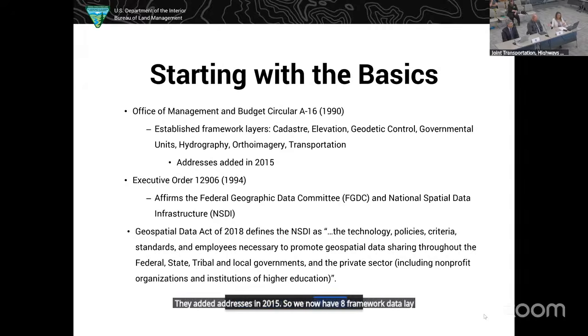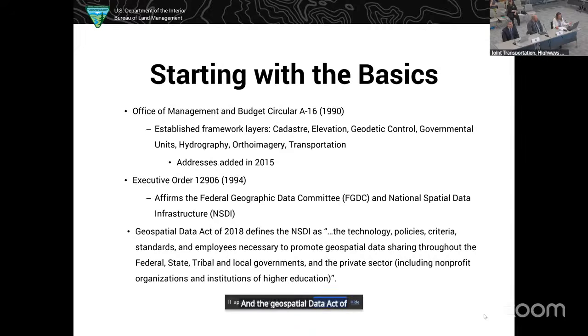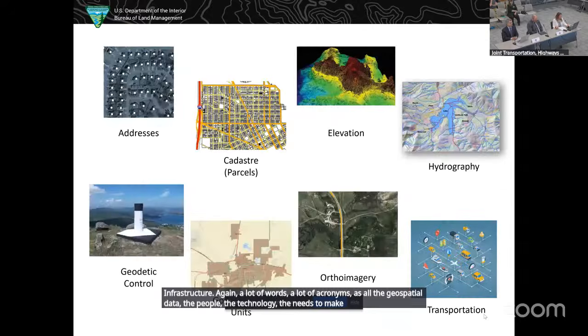And like Jordan said, they're like the base data that everyone uses for anything and everything. And the Geospatial Data Act of 2018 defines the National Spatial Data Infrastructure, again, a lot of words, a lot of acronyms, as all the geospatial data, the people, the technology, the needs to make it all work.